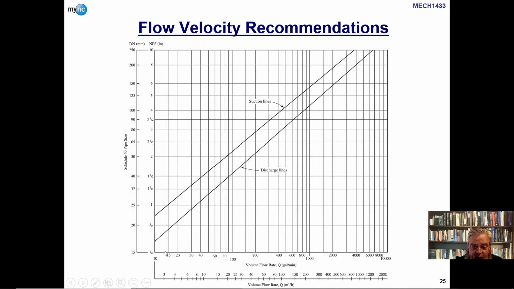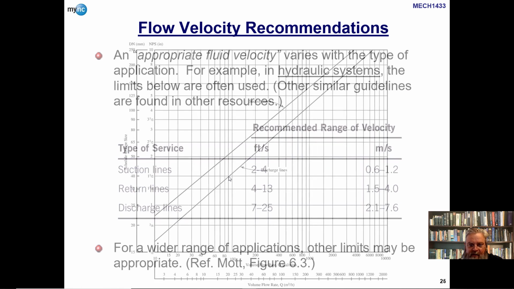And look, it's a logarithmic scale here. This one's a little odd as well, kind of logarithmic this way too. Anyway, that's all right. So it tells us that if we had 100 gallons per minute flowing in a pipe, then for the discharge line at 100 GPM, you want at least a 1.5 inch pipe. Or a little higher. Actually, that's a little small, isn't it? It's more like 90 GPM would be good for a 1.5 inch.